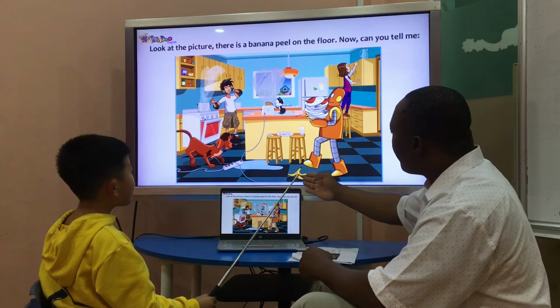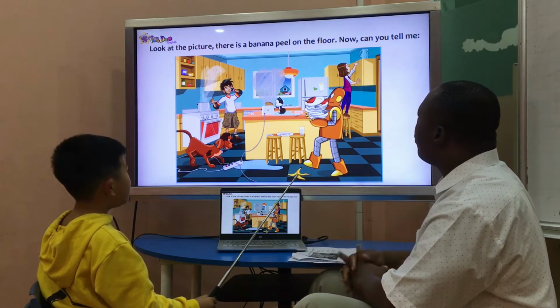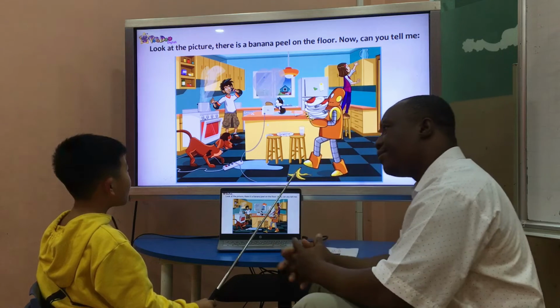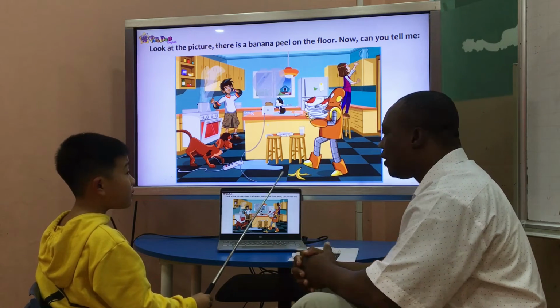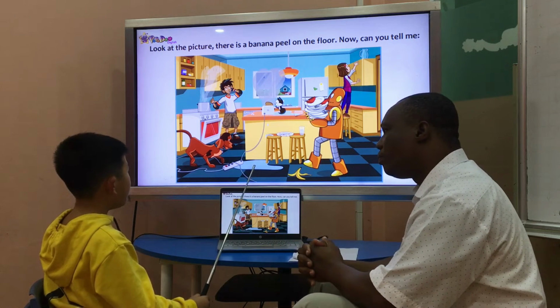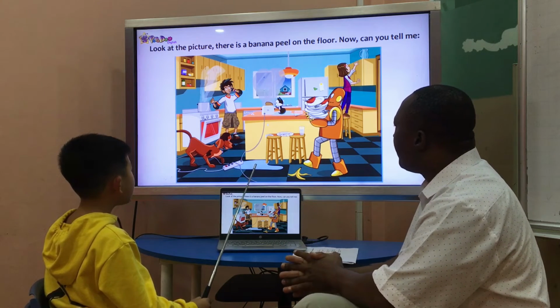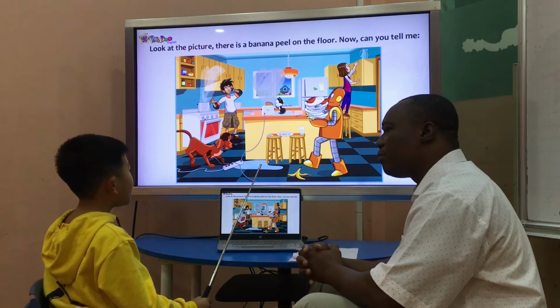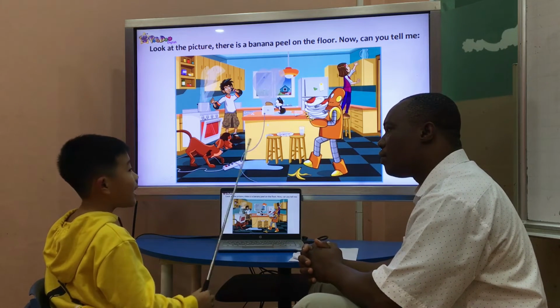And look at this picture. There is a banana peel on the floor. Now you tell me, where are they? They are in the kitchen. They are in the kitchen, very good. What color is the dog? It's brown. Wow. And how many chairs do you see? I see 3 chairs. Good.